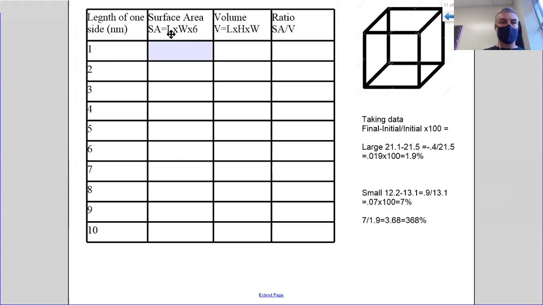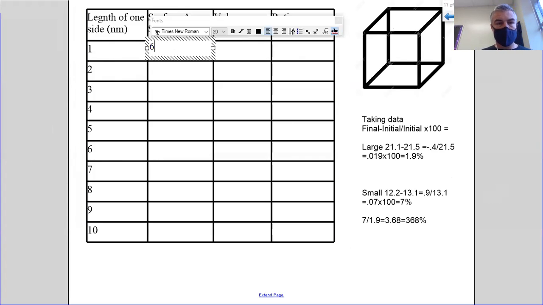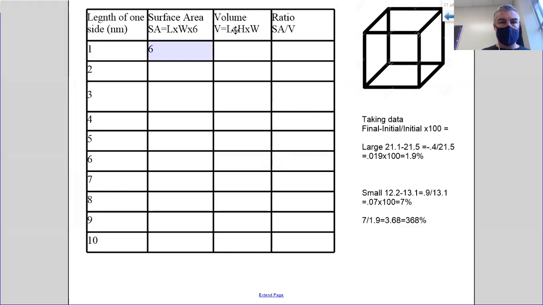So surface area is going to be length times width times 6. The length of one side is over here. It's 1. So 1 times 6 is pretty straightforward. It's going to be 6. Over here, volume is length times width times height. That's going to be 1 times 1 times 1. So that will be 1.